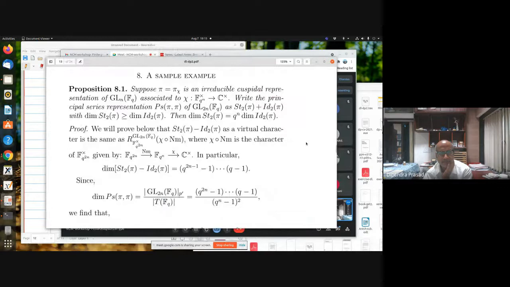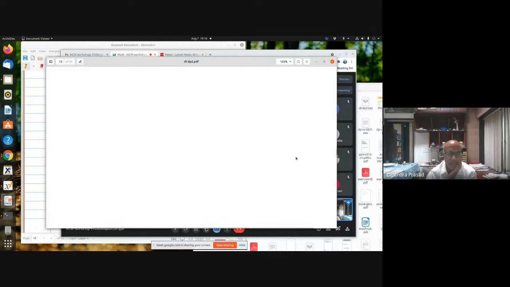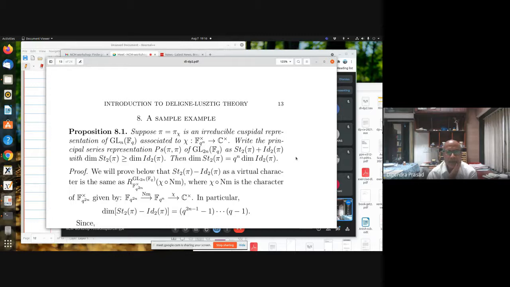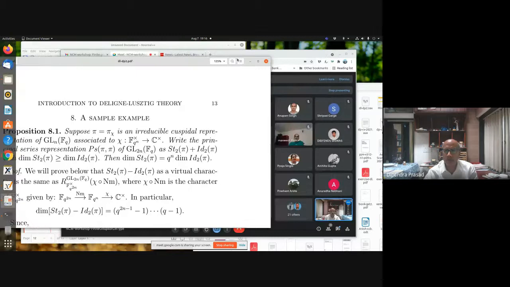You know, Pooja, in some ways this example is a souped-up version for GL2 of the fact that if you do induction of the trivial character on the Borel, you get 1 plus Steinberg. But if you do the induction of the trivial character on the F_q^2 star torus, then you get Steinberg minus 1. But here there is also a pi. So it's a more complicated version of the same basic example. 1 plus Steinberg becomes 1 minus Steinberg.